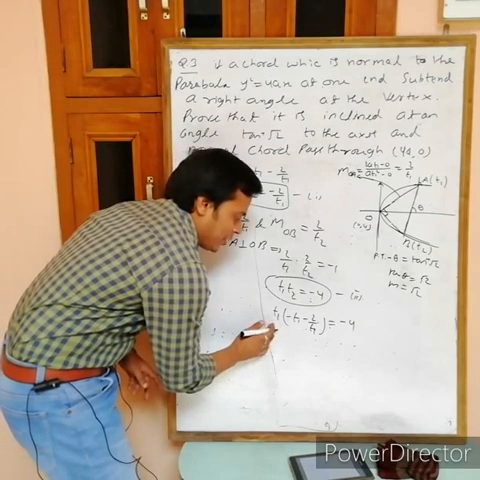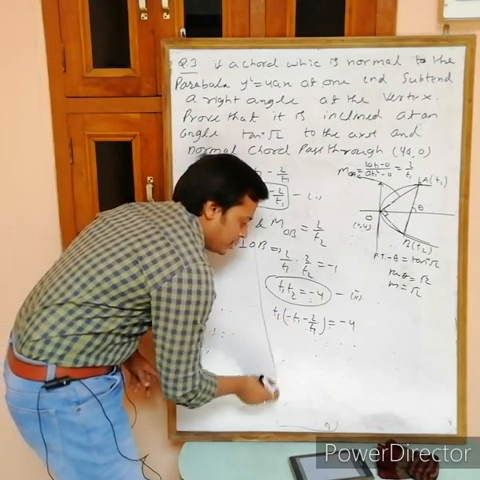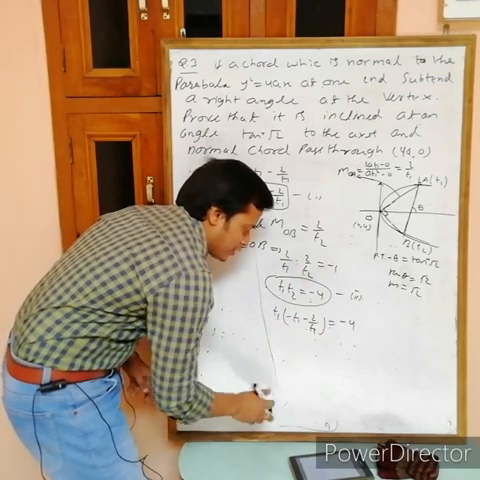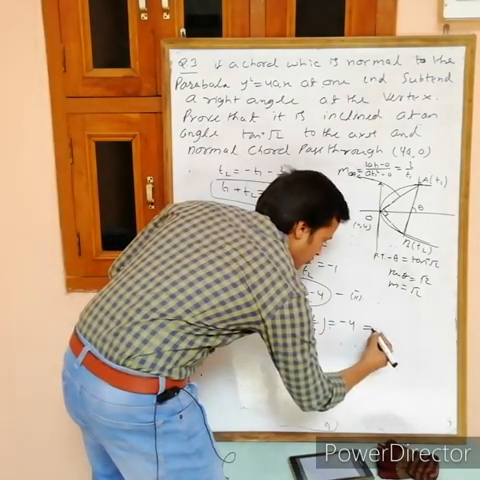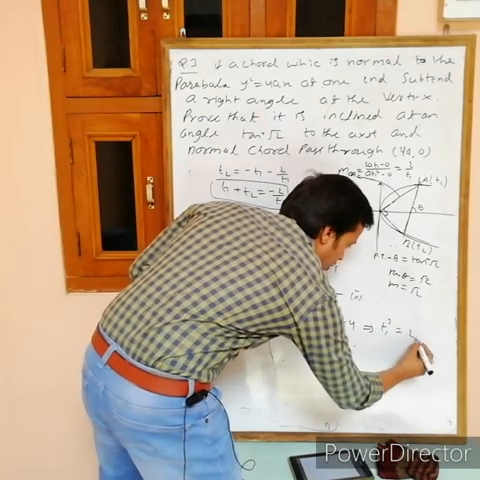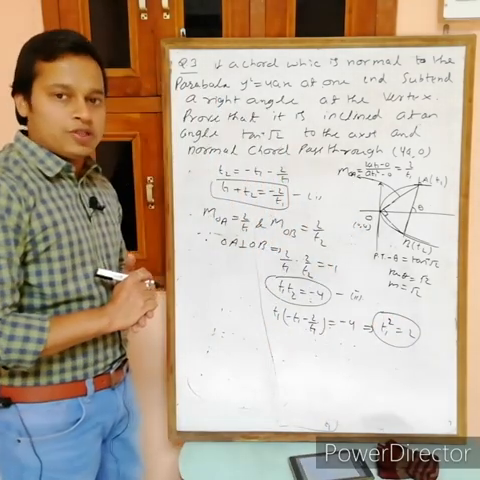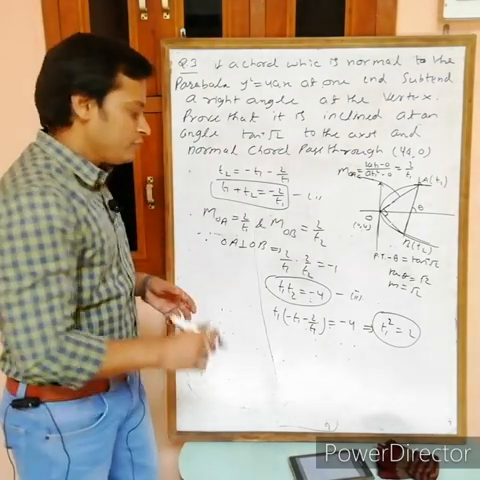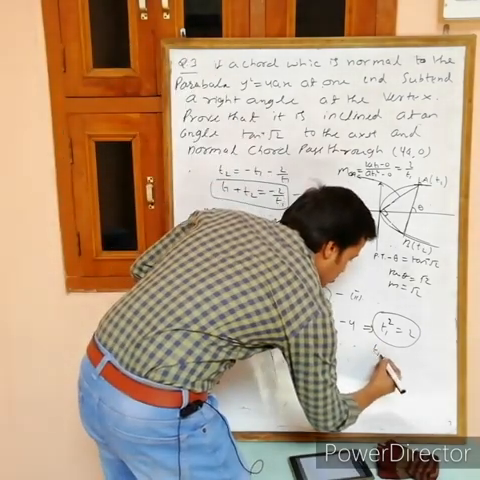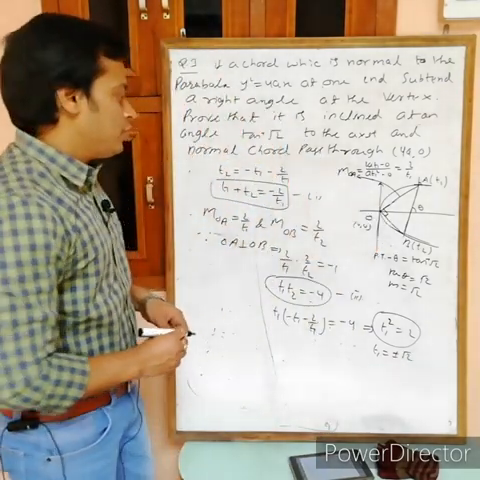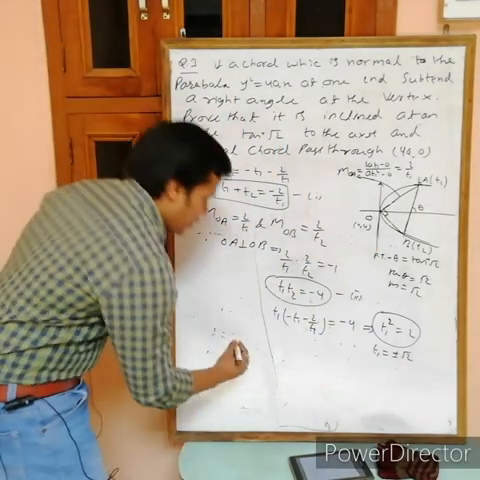Now if you multiply, what will you get? Minus t1 square, the t1 cancels out, minus 2 equals minus 4. So from this you will get t1 square equals 2. Then t1 equals plus or minus root 2.